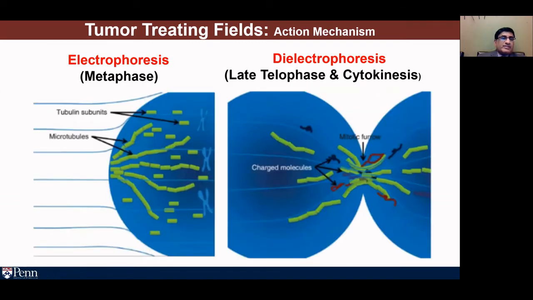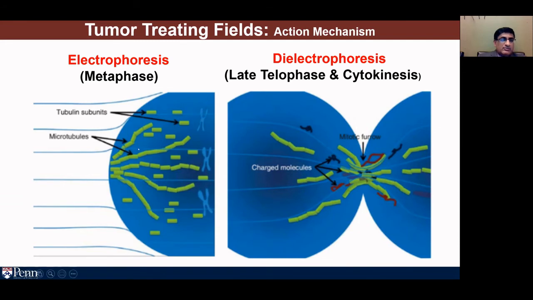So with this background, what is happening at the cellular level? As you know, cell division consists of interphase and the mitotic phase, and the mitotic phase is further divided into prophase, metaphase, anaphase, and telophase, followed by cytokinesis. So the tumor treating field mainly works in the metaphase stage or the late telophase and the cytokinetic phase. It is basically anti-mitotic therapy.